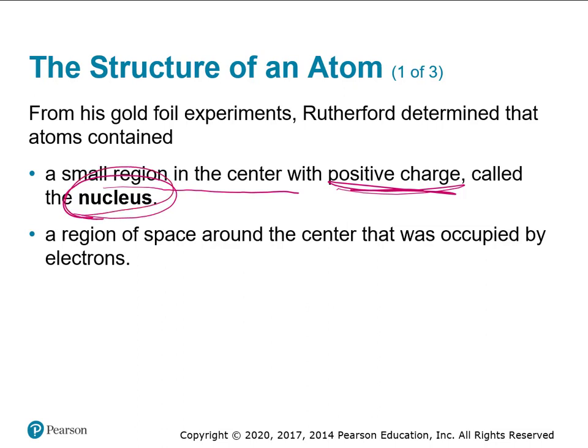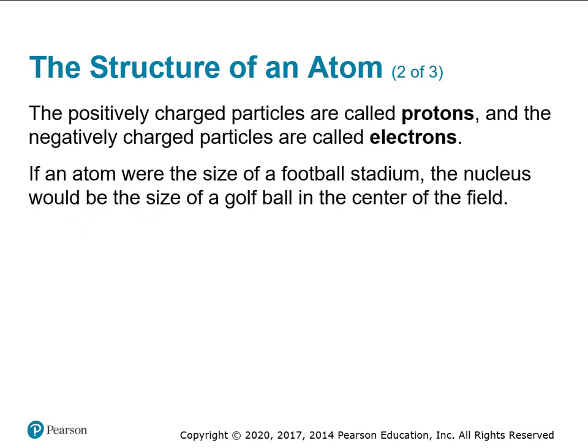He also said that there's a region of space around the center that was occupied by electrons. The positively charged particles are called protons, and the negatively charged particles are called electrons. So protons are positive, electrons are negative. If an atom was the size of a football stadium, so I need you to have a vision of a football stadium, the nucleus would be the size of a golf ball in the center of the field. That's how small it would be.